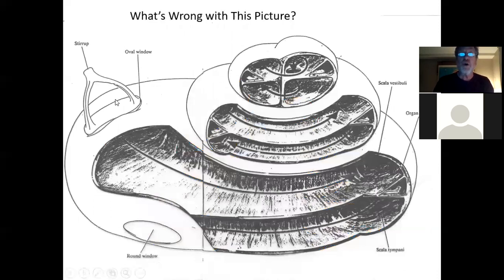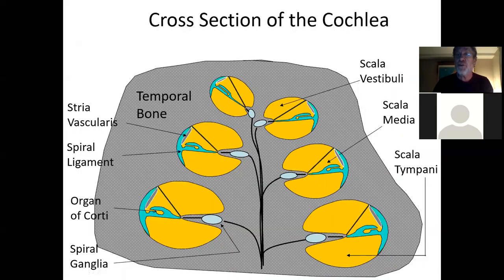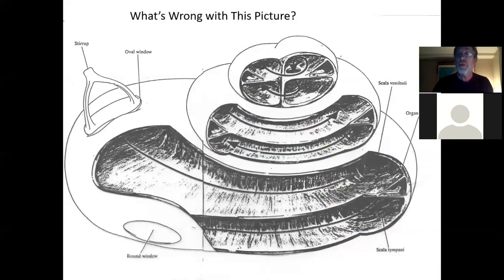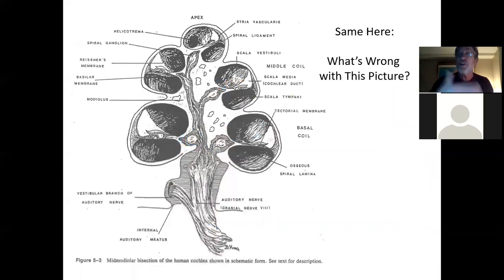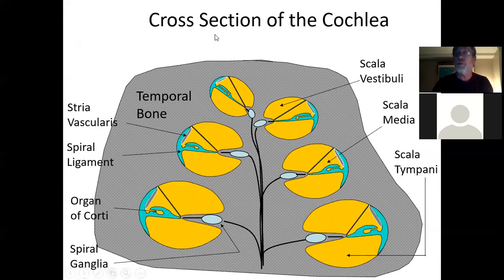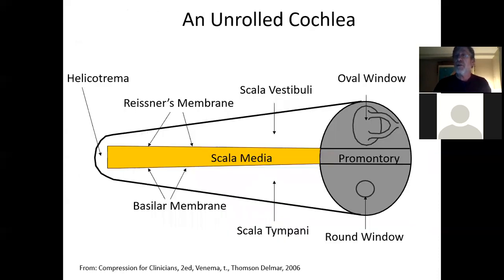Well, they're showing you the stirrup, the stapes, oval window, round window, but they're showing you as if the scala media gets narrower as you go toward the narrow apex, which is exactly the opposite of what's shown here. Same with this picture, a cross section. Same here. They're showing you as if the scala media gets smaller as you go toward the apex. And we've learned that that's exactly the opposite of what's true. And there's a really neat reason for that.